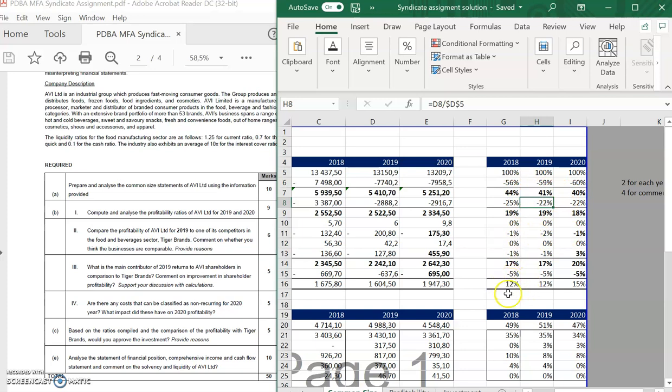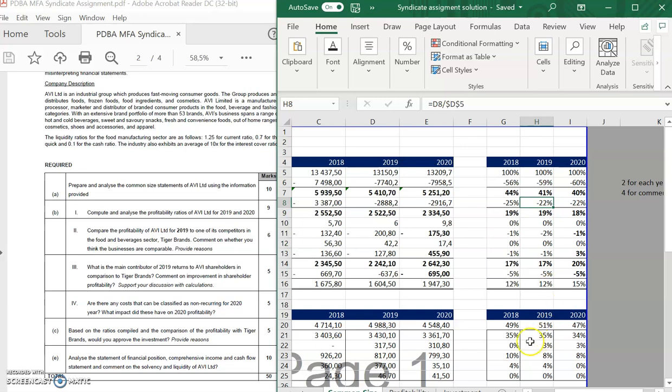If we look at the net profit margin, it is just your net profit divided by your sales figure. This has increased in 2020, which is a good sign. And because it has increased, this is indicative of the fact that your selling and admin expenses have come down over time.